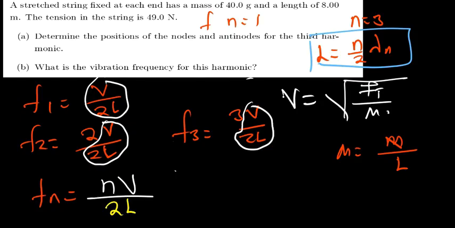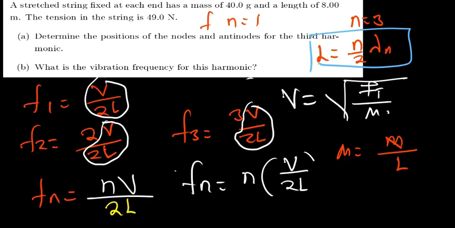I can isolate n. I can say Fn will be given by n times V over 2L. Now I know that the first harmonic is given by V over 2L. So perhaps you are going to see in some books this formula for finding any harmonic, that it's n times the first frequency or the first harmonic. So this is where this formula is coming from.